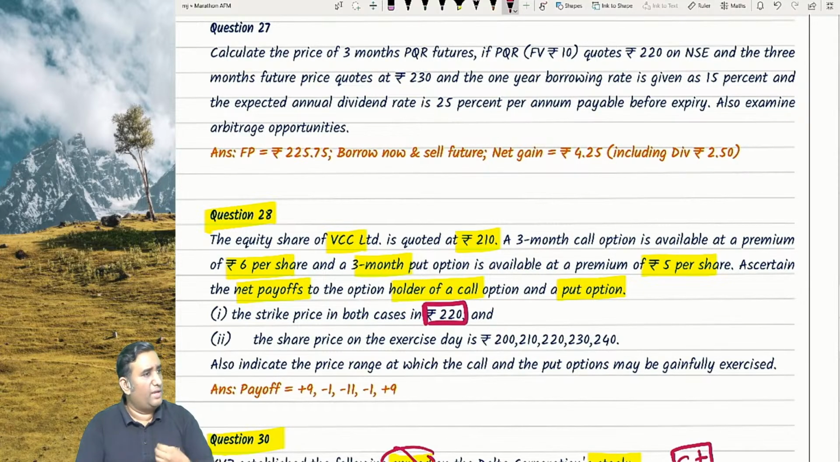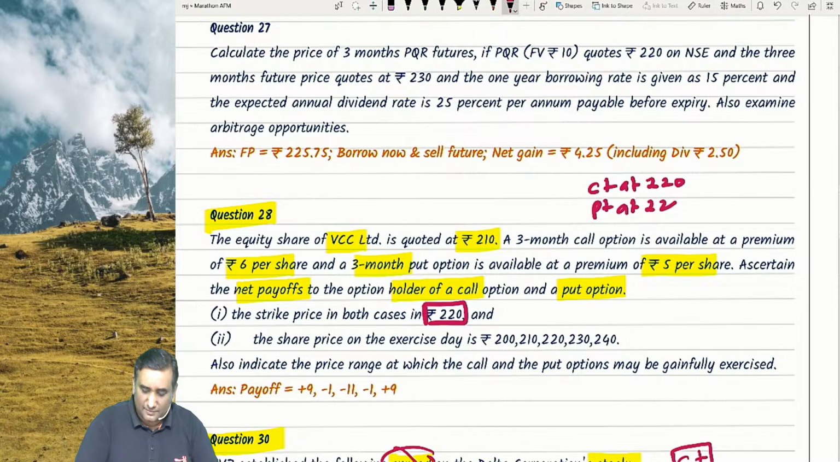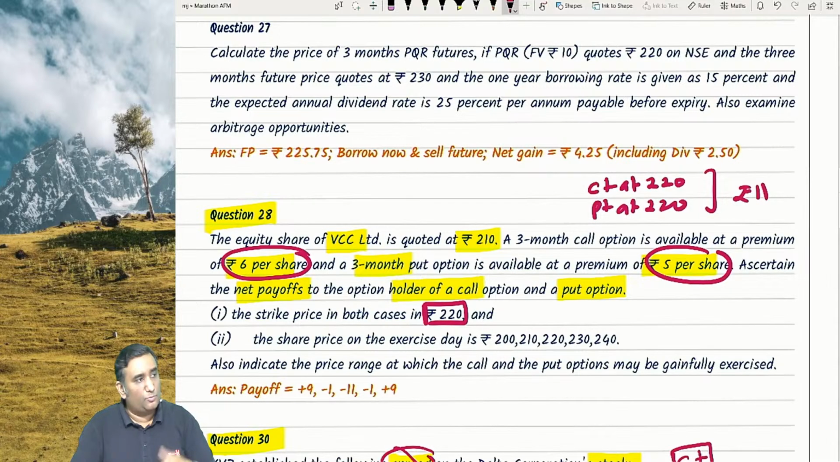Now first of all, you should be able to read the question. You are doing C plus at 220. You are doing P plus at 220. The total cost you will bear is 6 plus 5. How much? 11. Now call option will give you profit when?